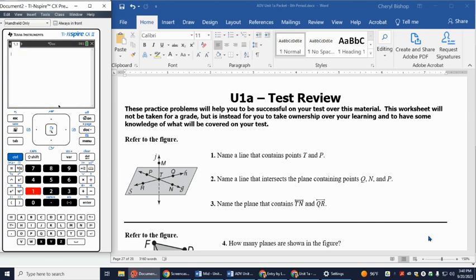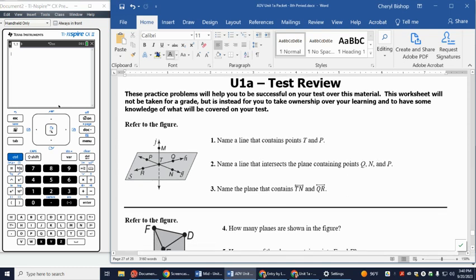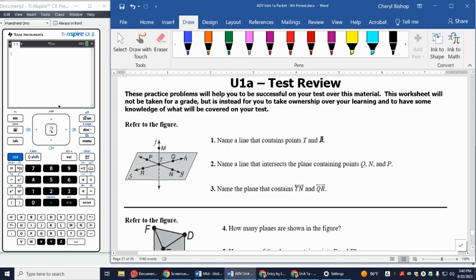All right, so refer to the figure. Number 1 says to name a line that contains points T and P. Now, I don't even really have to look at the picture for this one, because if it goes through points T and P, then I can just call it line TP.